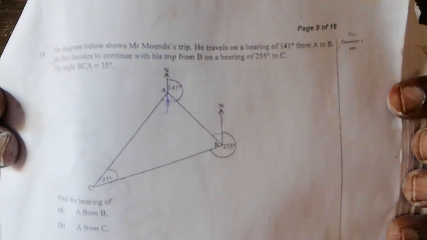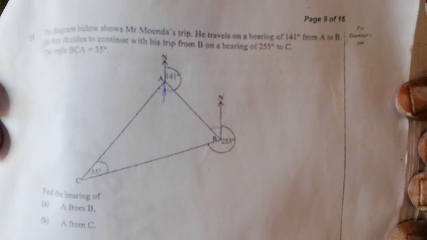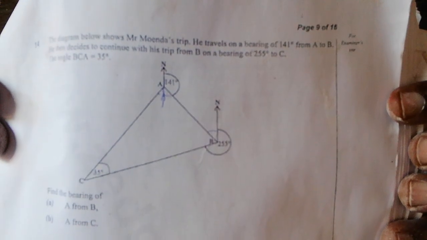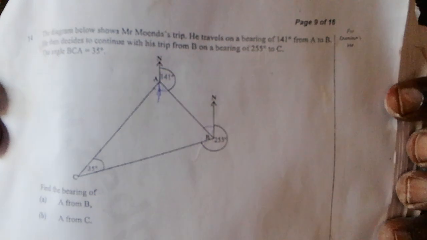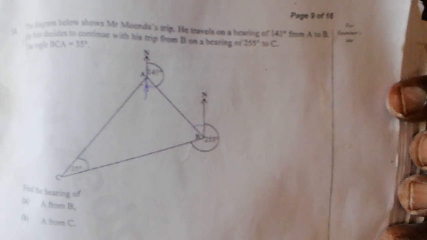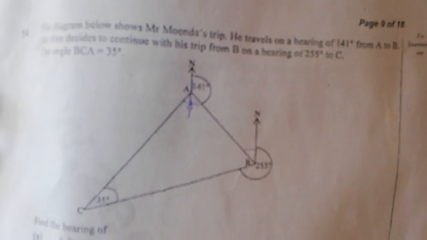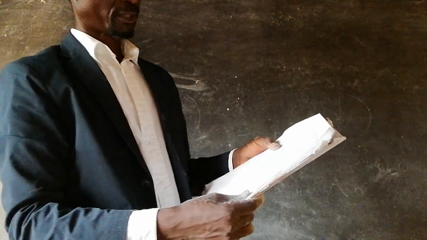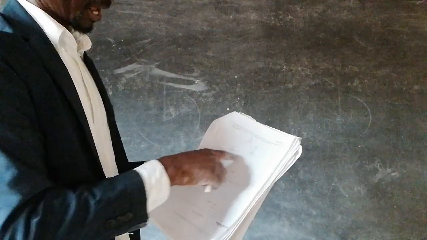bearing. I'm sure if you can pause, if you are watching it from the plasma or your laptop or any gadget, you can be able to copy that question from that gadget. But all the same, I'm going to take time to read through the question. So what it is, we have a diagram which is a triangle.